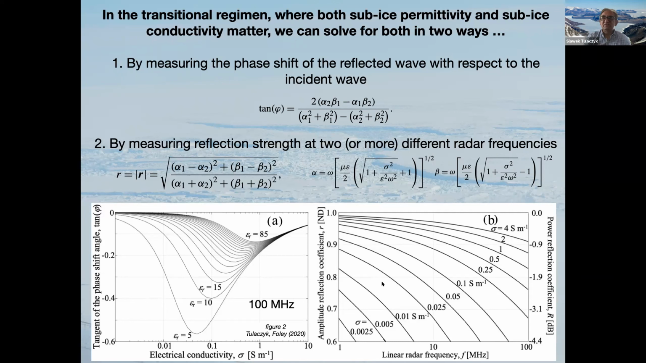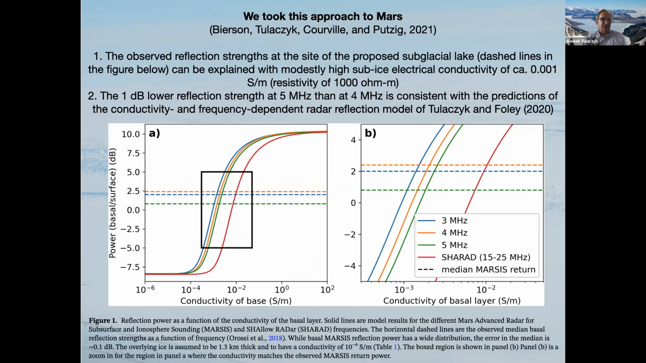And these are just illustrating this. This one is the tangent of the phase shift angle as a function of electrical conductivity for 100 megahertz, and then the amplitude of the reflection coefficient, how it changes for different conductivities, and so on. So, okay, by now you're exhausted of all the theory. We're going back to Mars and applying that theory. So hopefully that's a little bit more tangible for you. It's still pretty abstract, so hang on.